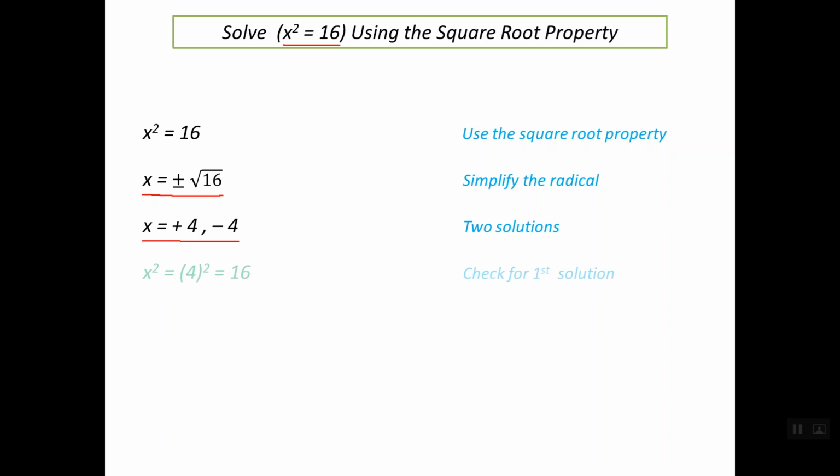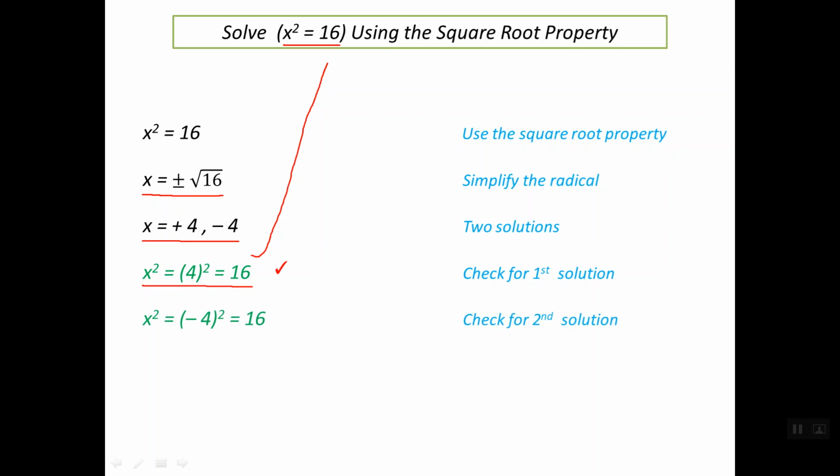We can check our two solutions. For the first one, x equal to plus 4, x squared is equal to 4 squared, and 4 squared is equal to 16. So it is the same as the original quadratic equation. So our first solution is correct.